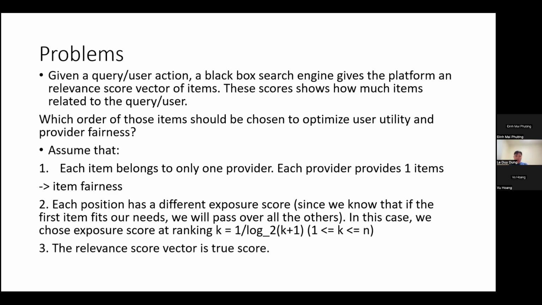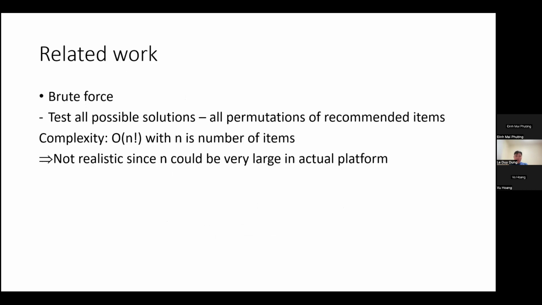So how do we define the order of these items? The first one, a very basic, simple one, is you just try all the possible solutions, which we call brute force. We try every solution, calculate the objectives, the utility we gain from that, and compare. Because of this ordering, there will be many permutations of the recommended list. So the complexity will be factorial. There will be n factorial, with n the number of items.